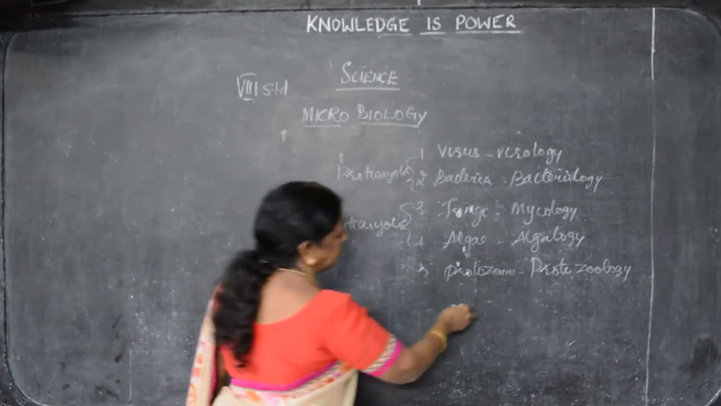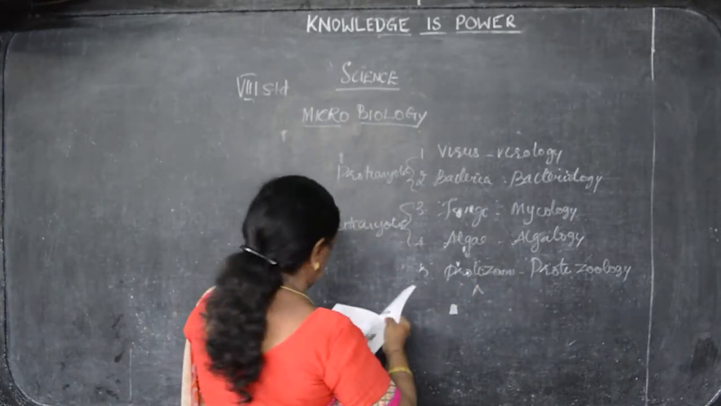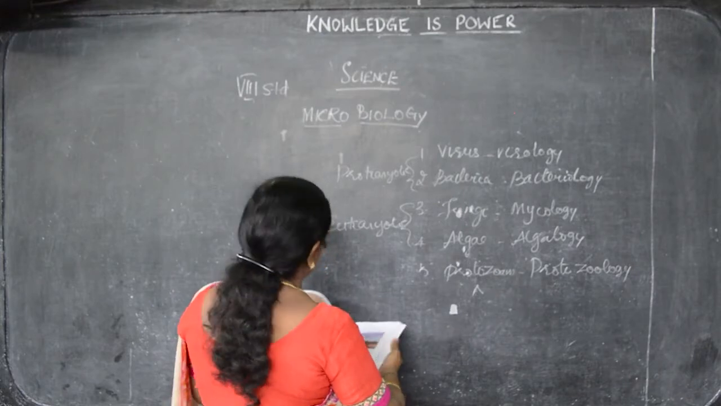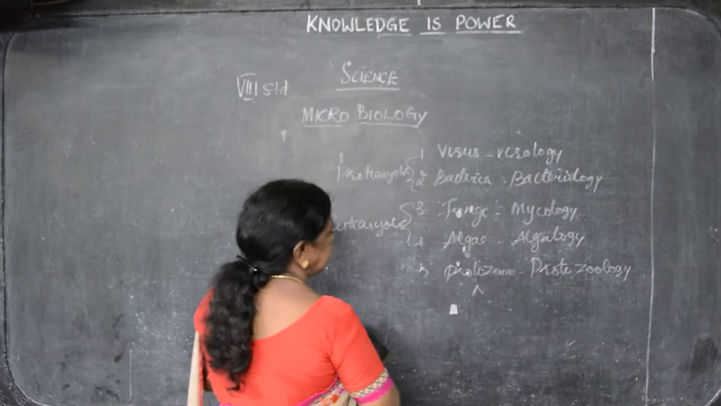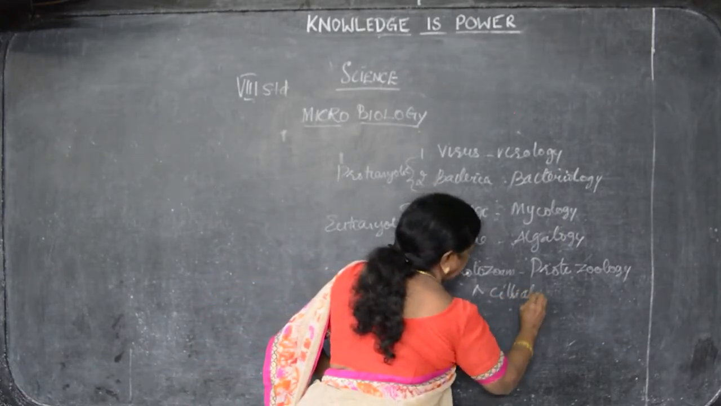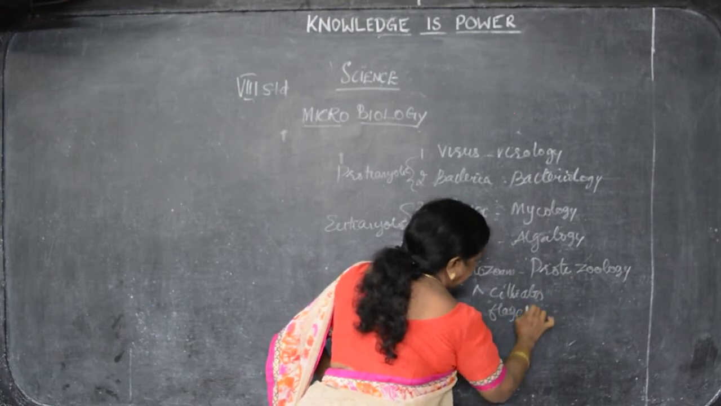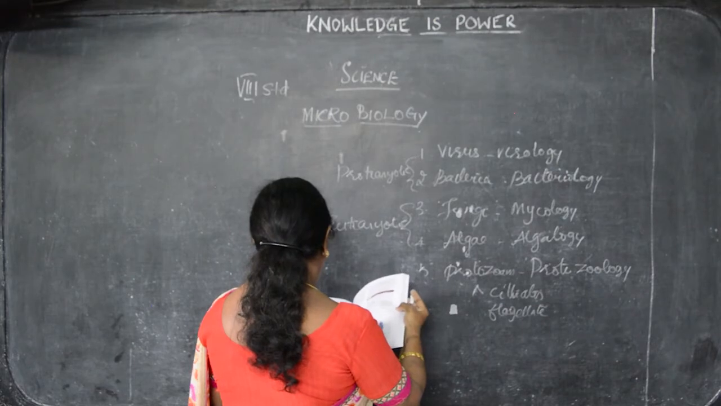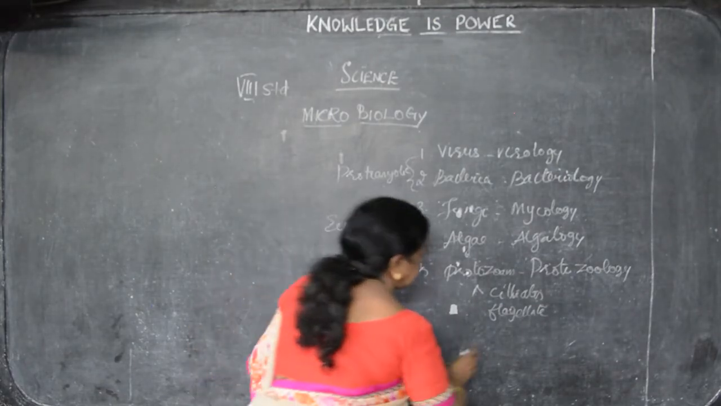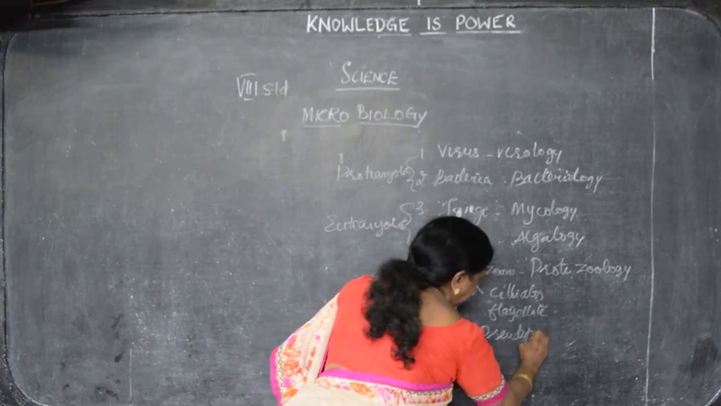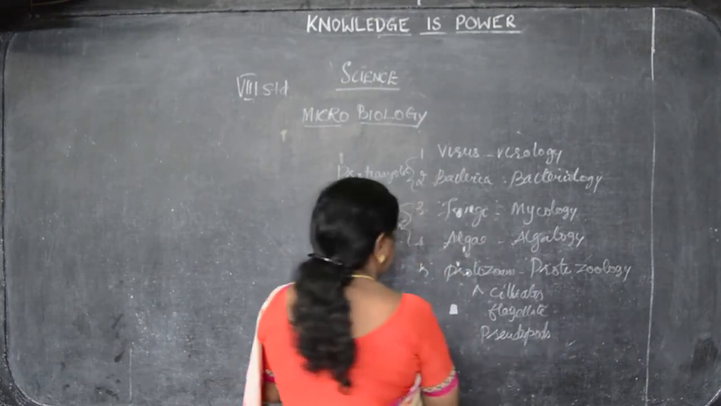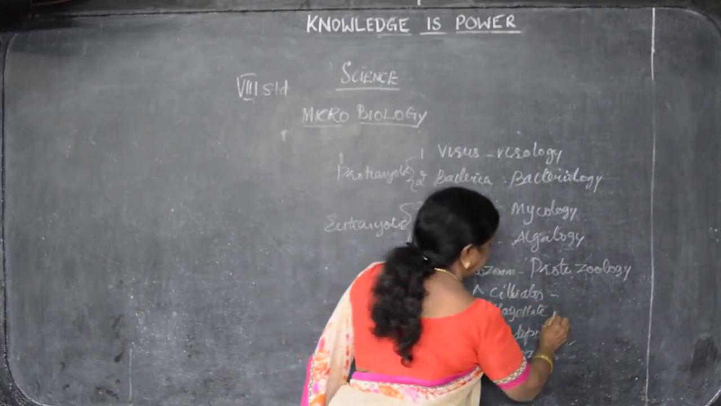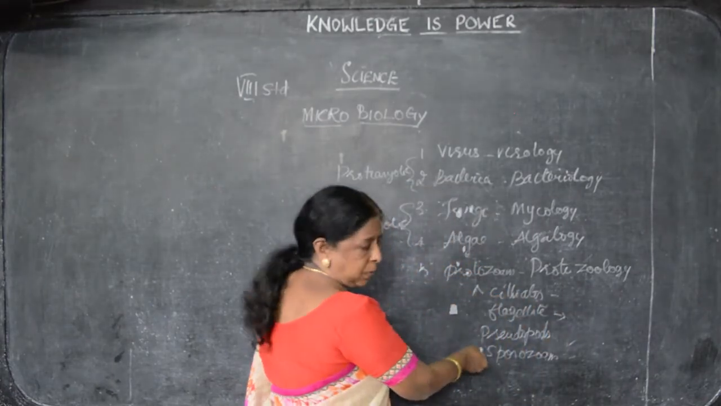Under the protozoans, we have studied 5 organisms, and we have seen the uses of protozoa. We have seen ciliates, flagellates. These are the locomotory organs: cilia, flagella and pseudopods, and then sporozoans. Pseudopods are the false legs. The example is amoeba.